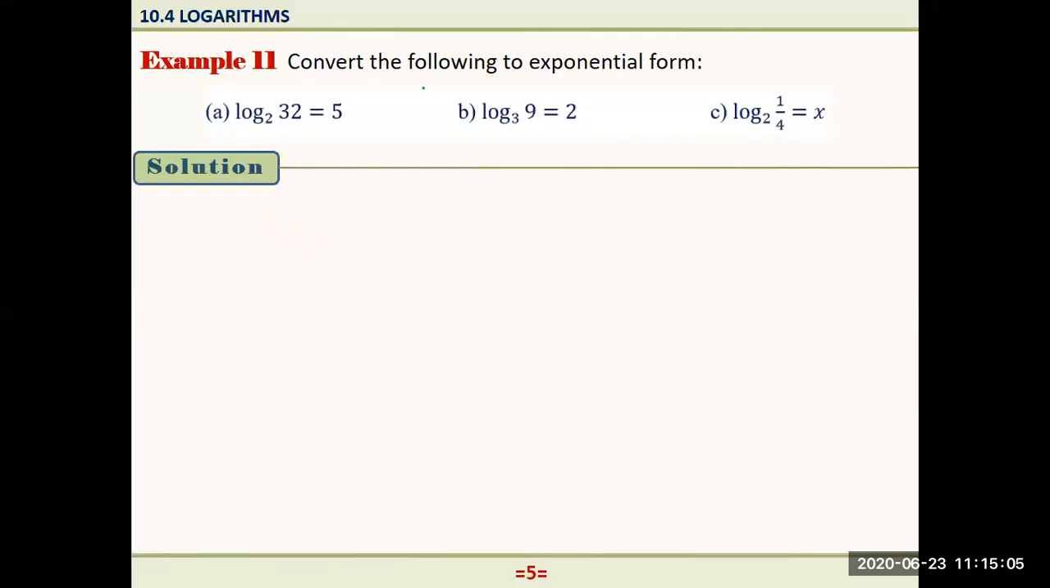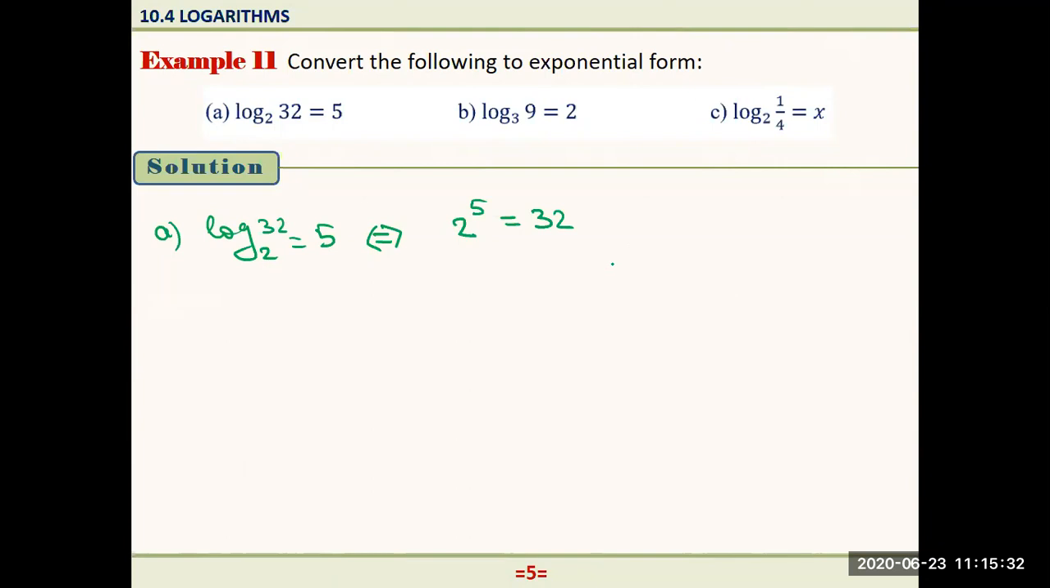Another example, convert the following logarithmic forms to exponential form. All right, the first one, a. So here we have logarithm of 32 to the base 2 is equal to 5, right? So that is the same as 2 to the power 5 equals 32.